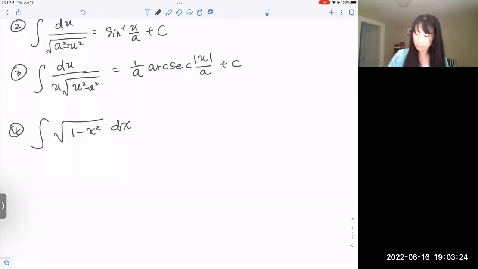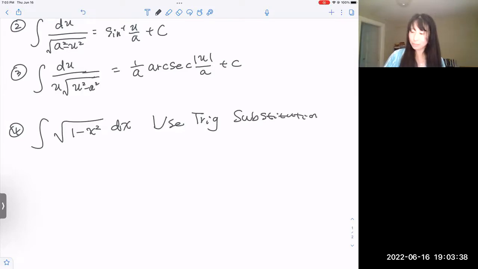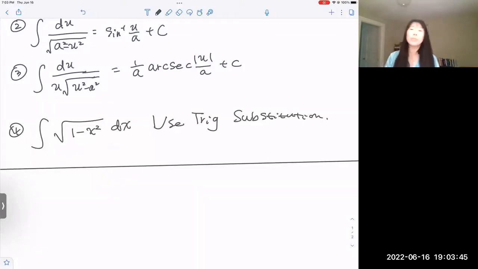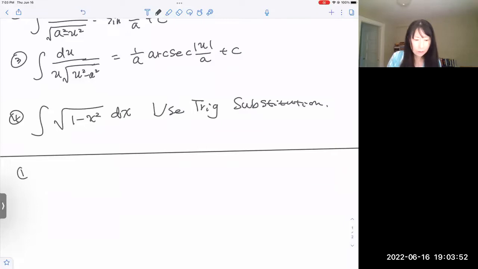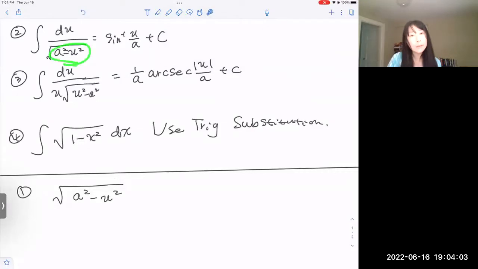Look. Let me denote the trig substitution. All right. So we have three types of form. The first one, we have a squared minus u squared. Looks like this form, right? Inside the radical, but it's not the arc sine, just the radical itself, right? Look, if we have this one, this is the strategy.